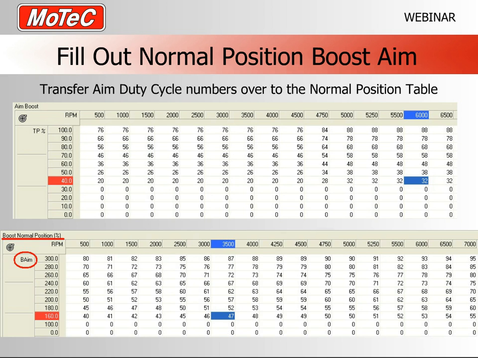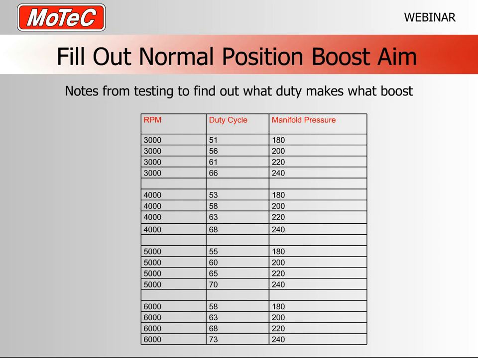So we fill out that table, and if we make a really good job of that, it means the PID control doesn't have to work as hard. Basically, when the engine gets to each of these levels, the boost aim is set by the aim table, maybe 240 kPa. If we go to 240 kPa aim and we're at 3,500 revs, our previous testing has told us that a number of 67 is what we need to get very, very close to that. Then the PID only has to trim a very small amount to get it exactly on our aim. Okay.